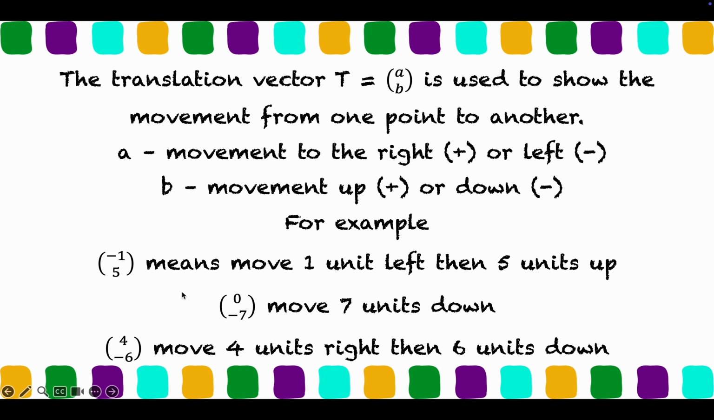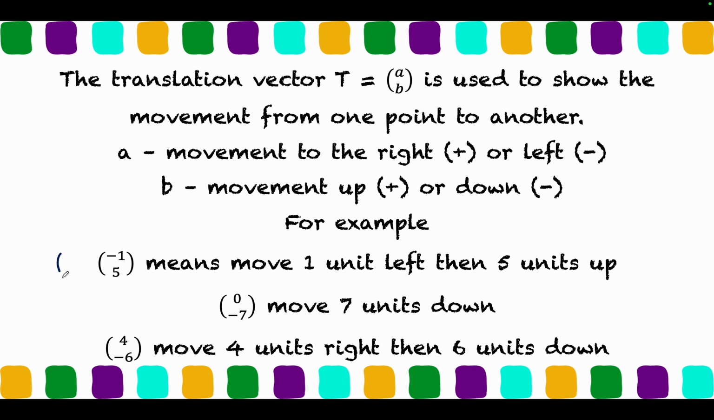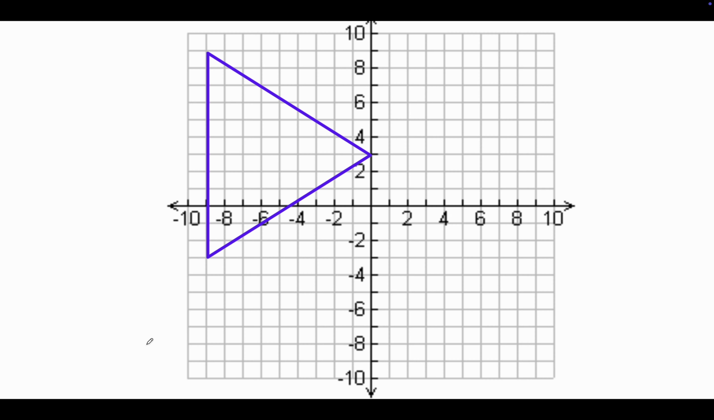Now I have some examples here. We have -1 and 5. Remember it would be in the form A, B. Because the 1 is negative, we would move 1 unit to the left, and the 5 is positive, so we would move 5 units up. For 0, -7, we would just move 7 units down because the 7 is negative. And the last one, where we have 4, -6, we would move 4 units to the right and then 6 units down. Now let's try translating.